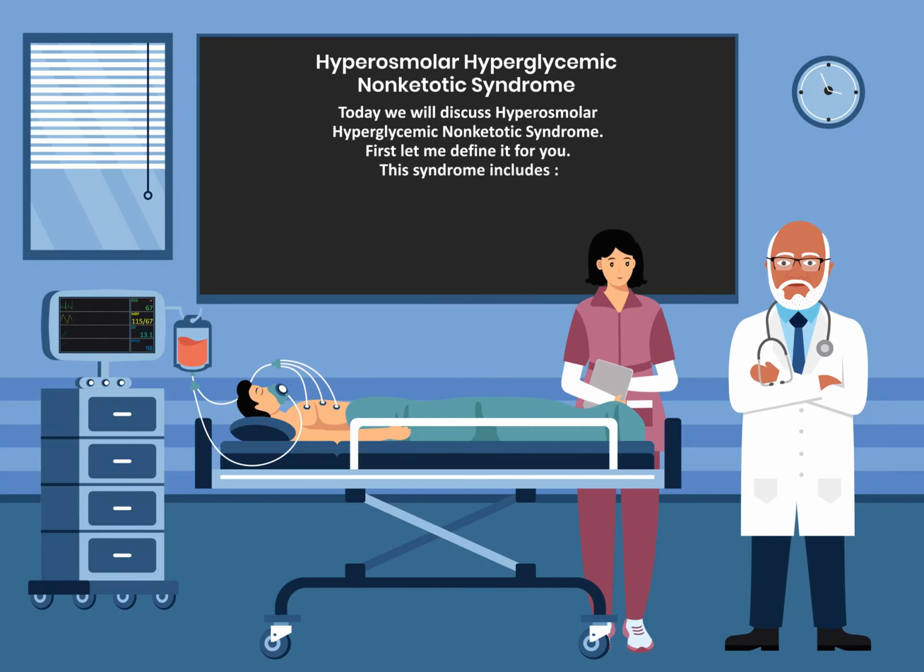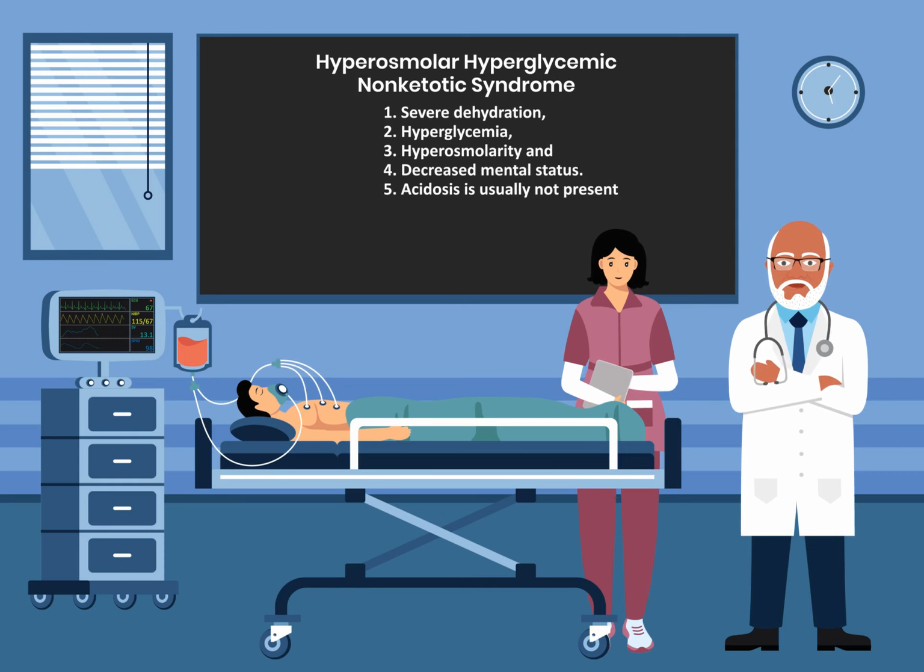Today we'll be talking about hyperosmolar, hyperglycemic, nonketotic syndrome. First, let me define it for you. This syndrome includes number one, severe dehydration, number two, hyperglycemia, number three, hyperosmolarity, and number four, decreased mental status. Acidosis is usually not present.